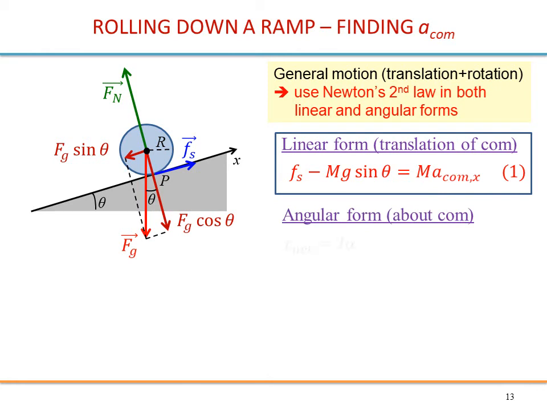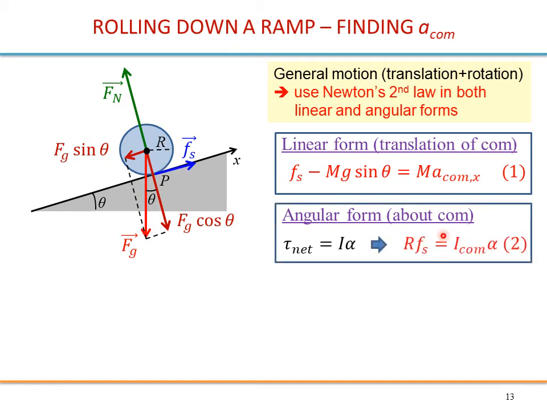So let's look now at the angular form about the center of mass here. So it's tau net equal I alpha. So what are the torques on this wheel about the center of mass? You see that this force Fn, and gravity, both are intersecting this axis of rotation, so they produce no torque on the wheel. However, the friction does produce a torque, and its magnitude is R fs. So we have R fs equal I com alpha.